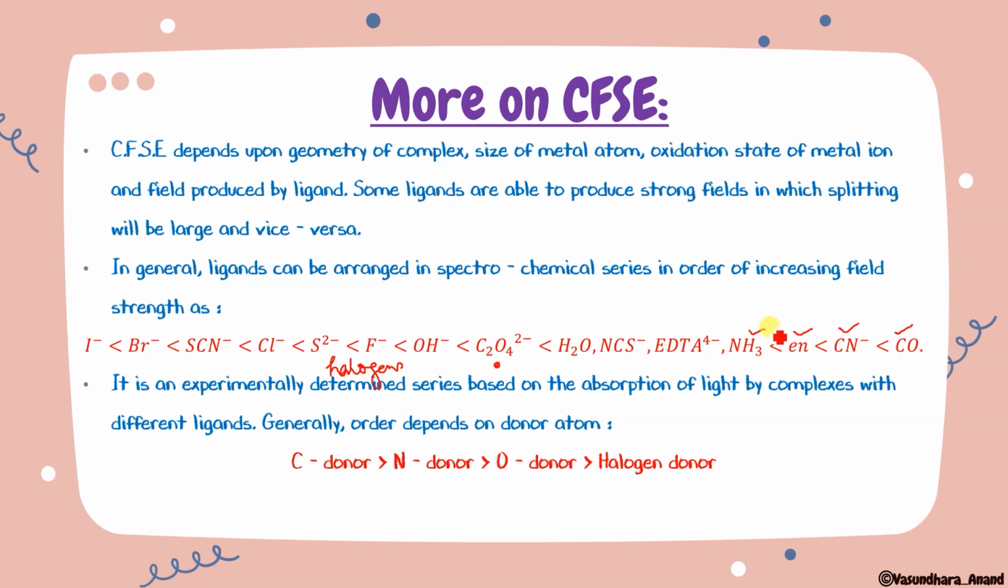यहाँ पे simply we check, this is experimentally observed as I told you. So in that case, the carbon donor atom will have the highest power, then the nitrogen, then the oxygen, and then least for the halogens. And so that's why this is the order.